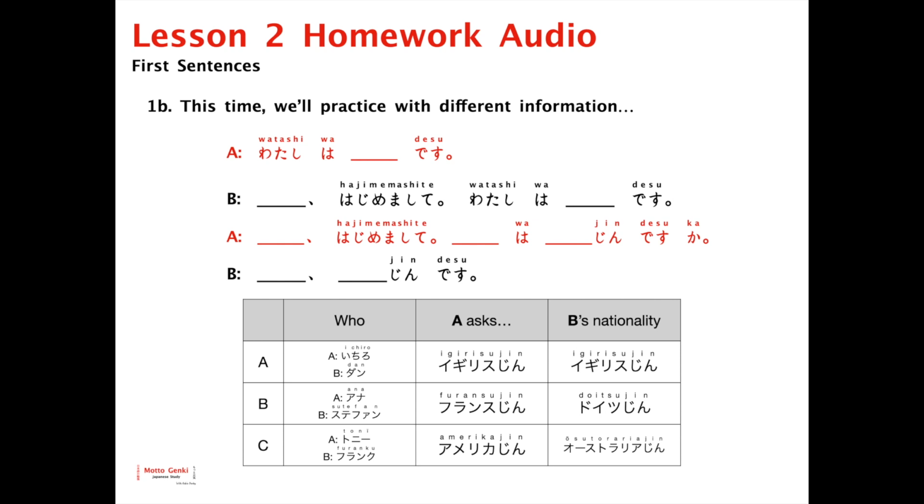Right, very good. And for part C, I will be A and you can be B. 私はトーニです. フランク、はじめまして。フランクはアメリカ人ですか?